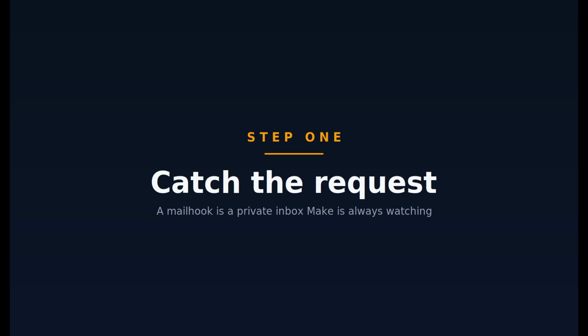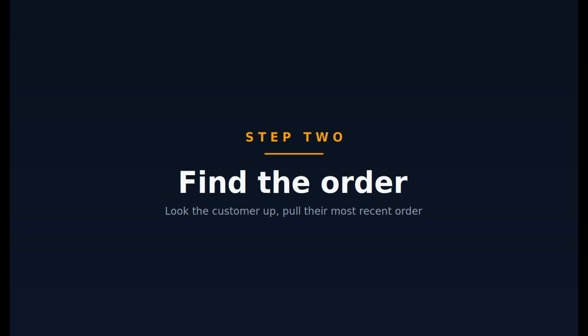In Make you start a new scenario. That's just their word for a workflow. And the first module is webhooks, custom mailhook. Copy the address it gives you exactly. Then in Gmail, forward your support mail to that address. Send yourself a test, watch it land in Make, and the trigger's done. One small thing that'll save you a headache: activate the scenario before you send the test, or the email arrives with nothing listening.